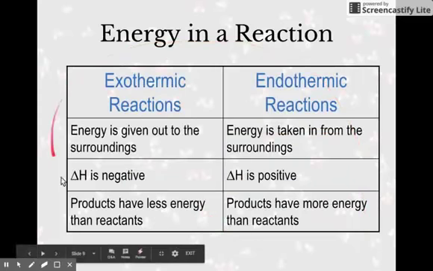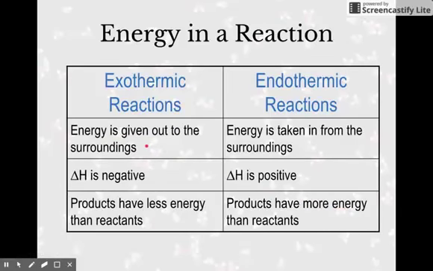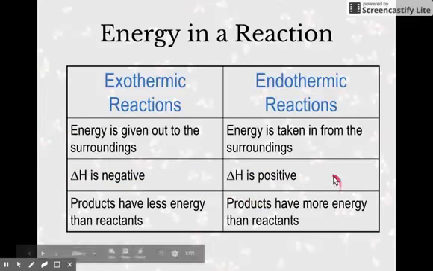So here kind of summarizes this. Energy is given out to the surrounding area, so it should feel warmer to you. In endothermic reactions, energy is taken in, so it would feel cooler to you because heat is moving from your hand to the reaction. Delta H is negative for exothermic, heat exits. Delta H is positive for endothermic. The products have less energy in an exothermic reaction, and products have more energy in an endothermic reaction.